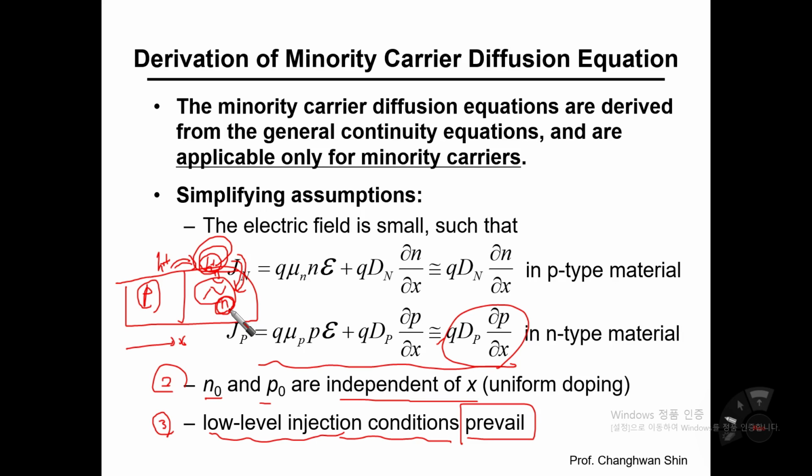However, the minority carrier concentration in this n-type region, the minority carrier being holes, right? So the hole concentration at thermal equilibrium, p sub naught, would be changed a lot. Yes, the hole concentration p would be dominated by these injected holes. Then the low-level injection condition prevails.